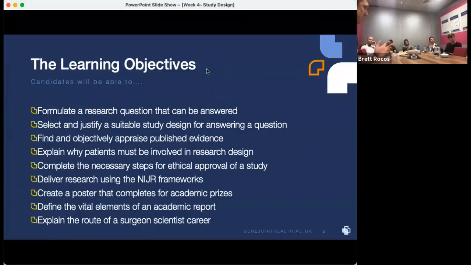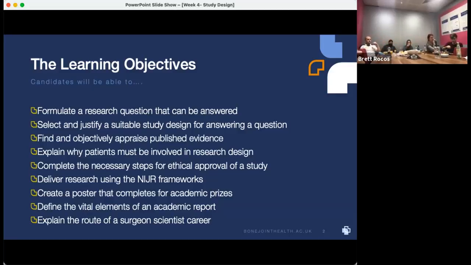So these are learning objectives that you've all seen before. We finished with the question. Now you want to know how to set a question. We spent a couple of weeks on that because it's so critical. And now we're talking about selecting and justifying a suitable study design for answering the above question that you've already set. So we move on to more actually doing research now, rather than thinking about it and conceptualizing. But that doesn't take away from how important that bit is. And what you'll see as we move through the study designs is how critical that question is.